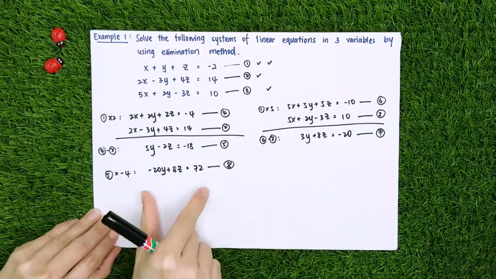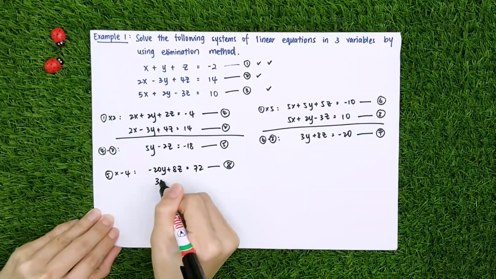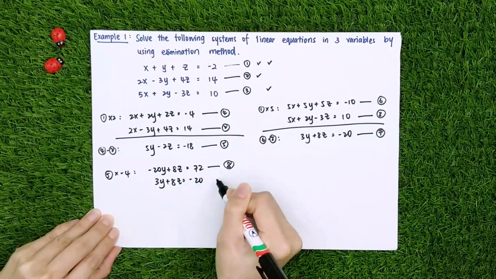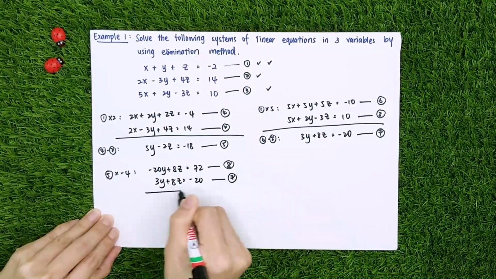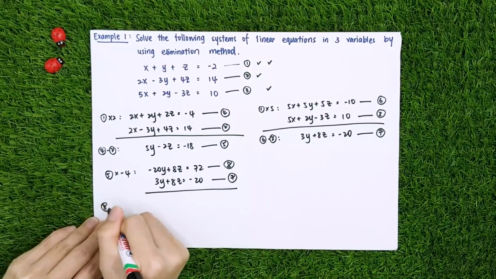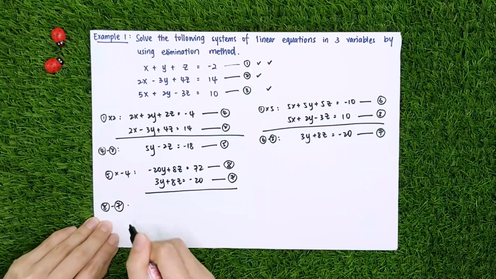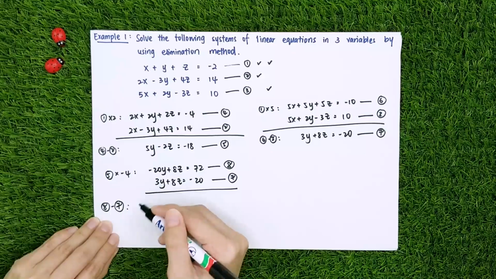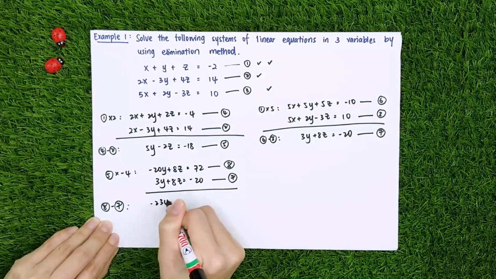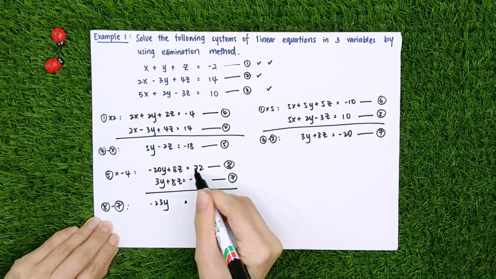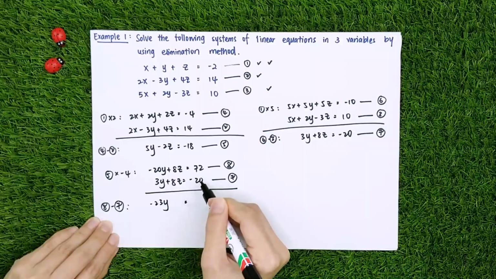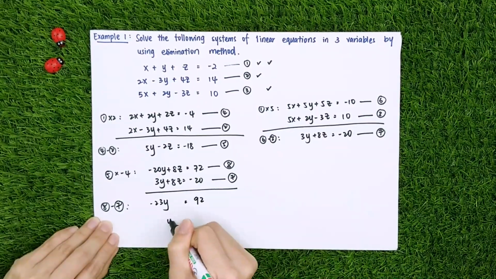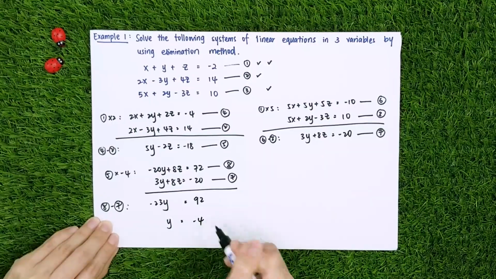So now I move down the equation 7 here. 3y plus 8z equals to minus 20. This is your equation 7. Now I can minus equation 8 with equation 7. So you will get minus 20y minus 3y, you will get negative 23y equals to 72 minus 20, you will get 92. Okay, so your y will get minus 4.